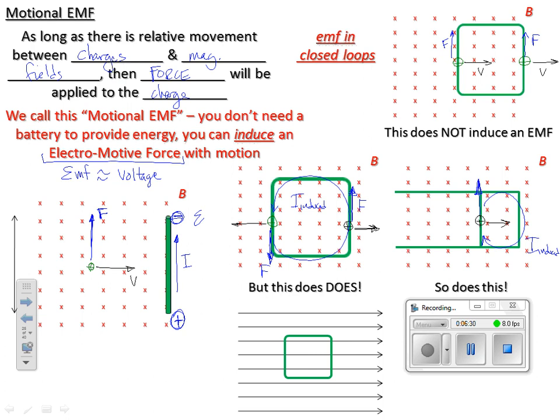Okay? This one is sort of weird. The loop's in the plane of the magnetic field. So the charges, this one does something real weird. See if you can tell me what happens to this one. Something real interesting happens to that one.